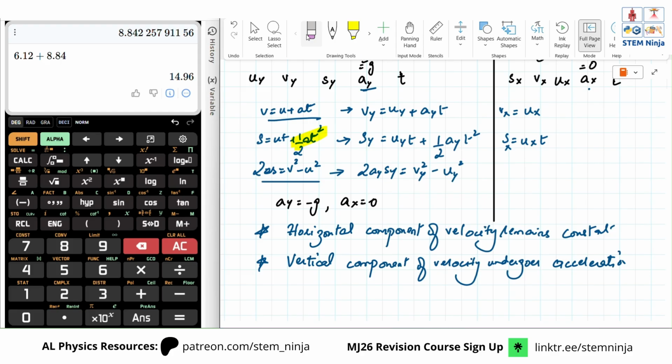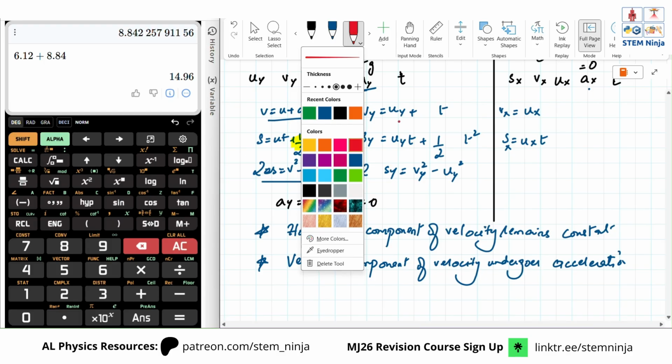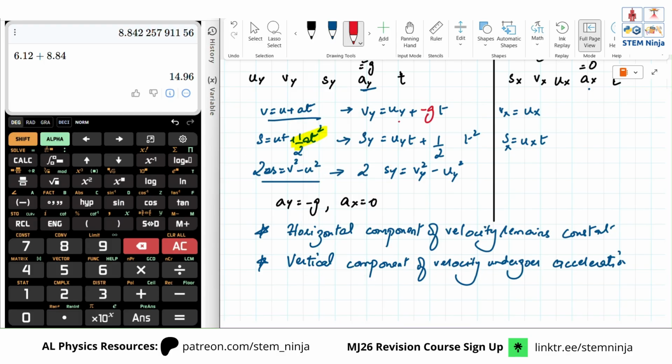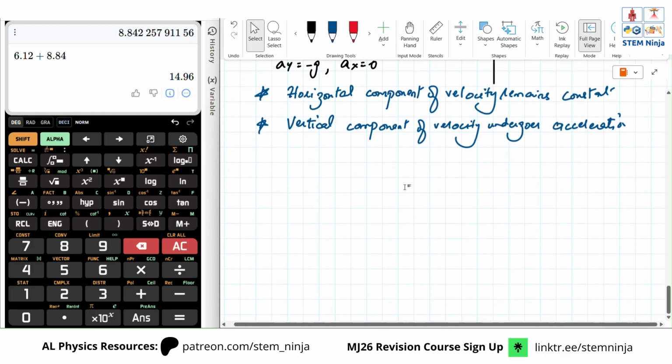So if we replace out the ay with minus g, so this would become minus g, and minus g, right from over here. There's nothing more over here. We are just separating motion.